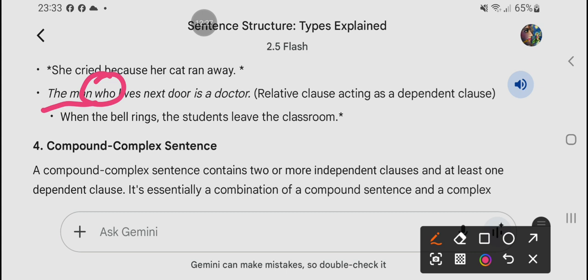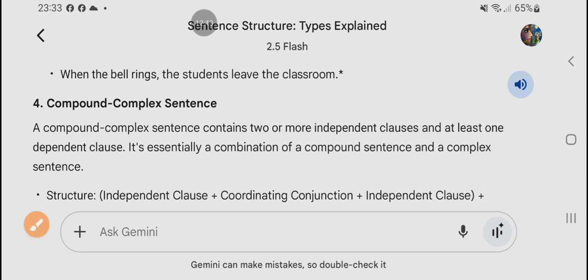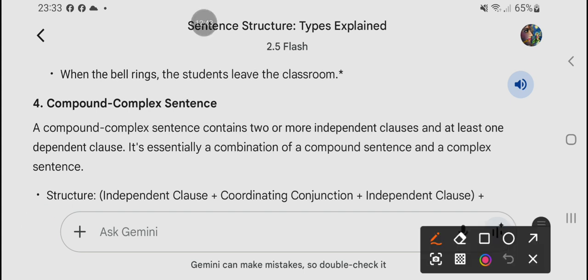Then, when the bell rings, the students leave the classroom. So when, right? This situation is about time. When is used for time. So, when the bell rings, the students leave the classroom. That is independent and that is dependent.